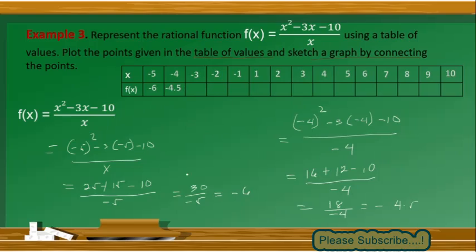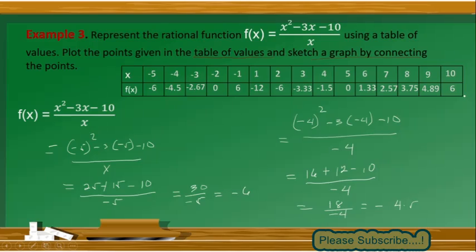So you have to do the same for the rest of the x values to find the value of our function. For negative 3, we have negative 2.67. For negative 2, we have 0. For negative 1, we have 6. For 1, we have negative 12. For 2, we have negative 6. For 3, we have negative 3.33. For 4, we have 1.5. For 5, we have 0. For 6, we have 1.33. For 7, we have 2.57, and for 8, we have 3.75. For 9, we have 4.89, and the last one, 10, is 6. Okay, those are the values of our function given these values of x.